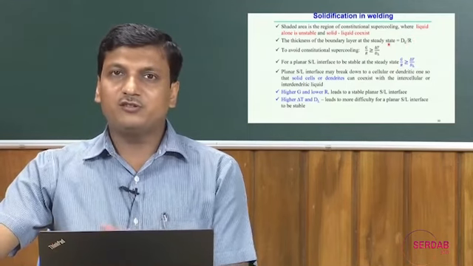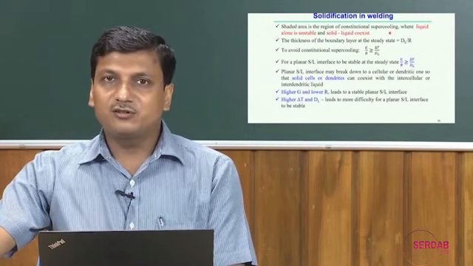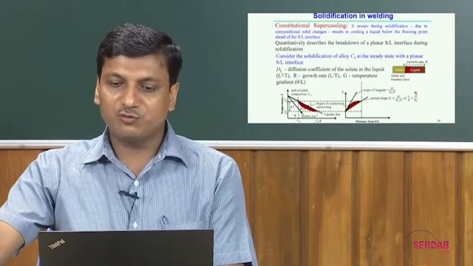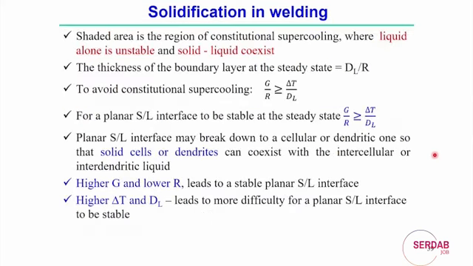Now, to avoid constitutional supercooling, we can put the condition just reverse of having constitutional supercooling. Having constitutional supercooling, the condition was G by R less than delta T by dl. To avoid constitutional supercooling, G by R should be greater than or equal to delta T by dl. This mathematical condition is sometimes helpful to quantitatively explain the solidification behavior, the driving mechanism, whether constitutional supercooling exists or not.